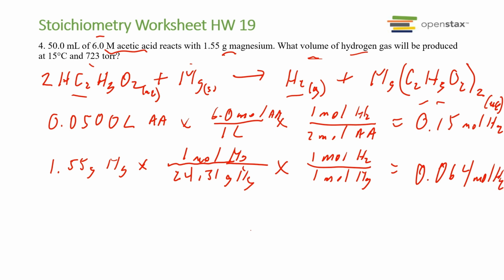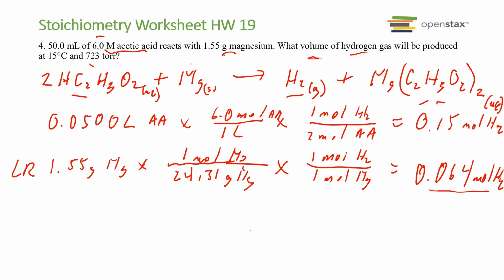Okay. And now that means this is the limiting reactant because, again, we get less of it, based on the amount of magnesium that we started with compared to the amount of acetic acid that we started with. And so now we know this is the number of moles of hydrogen that we can actually generate given our two reactants. And now we have to figure out what's the volume of that.